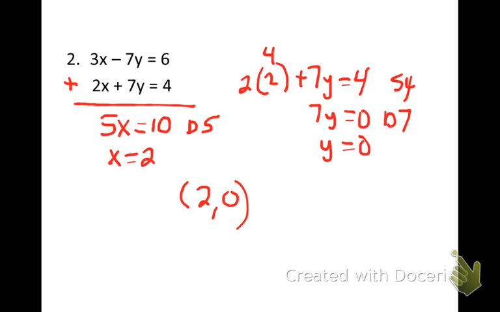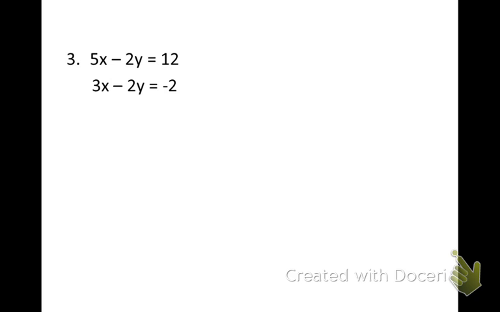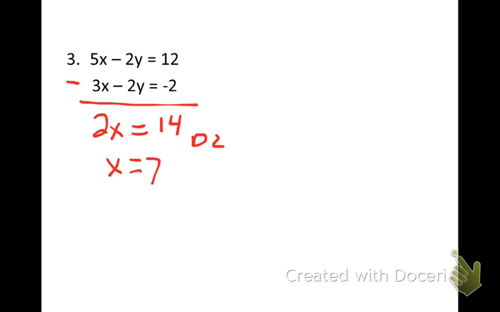So you might not notice exactly the first step what to do, but think about it and go through the processes and see which method seems to work for you. So here again, there's no variable that has a coefficient of 1, but we do notice these two are the same. So that means we can eliminate them by subtracting the two. 5x minus 3x is 2x. Negative 2y minus negative would become plus positive, and the 2y's would disappear. 12 minus negative 2 would become plus positive, and it would make it 14. So then you divide by 2 and get x equals 7.